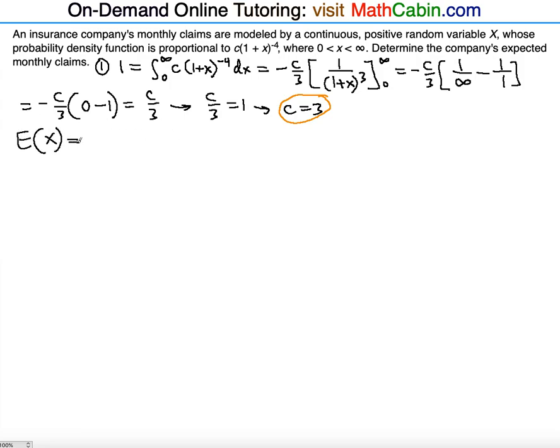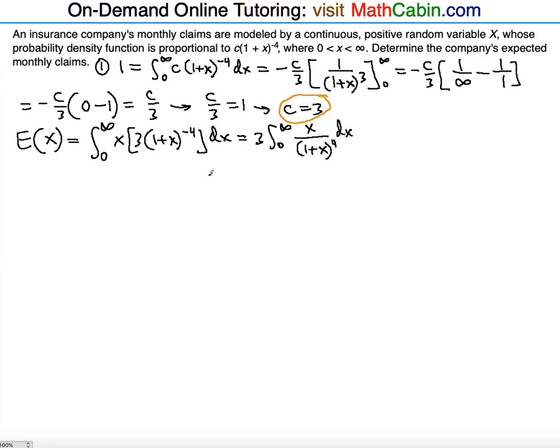The expected value, as you know, is the integral from 0 to infinity of x multiplying the probability density function. So x times 3, since c is the 3 value, times (1 plus x) to the negative 4 dx. We're going to place 3 outside, from 0 to infinity, and we can write it as x over (1 plus x) to the fourth dx.